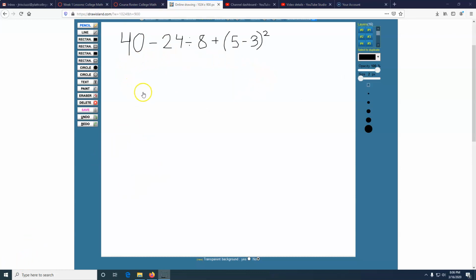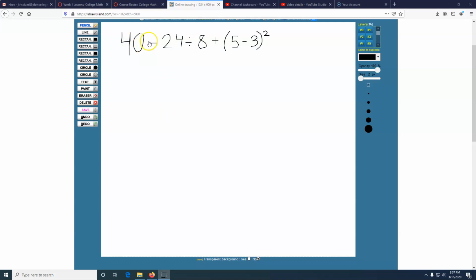So in this case here, what we see is a typical order of operations problem. Now, there is a proper way to solve these, and I'll give you a quick hint. You can't just go from left to right. Okay. In fact, that's a common mistake.